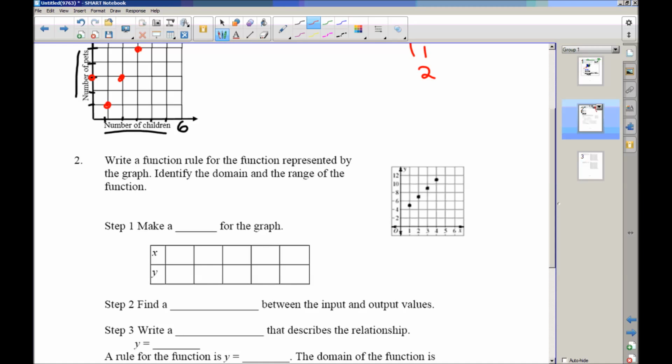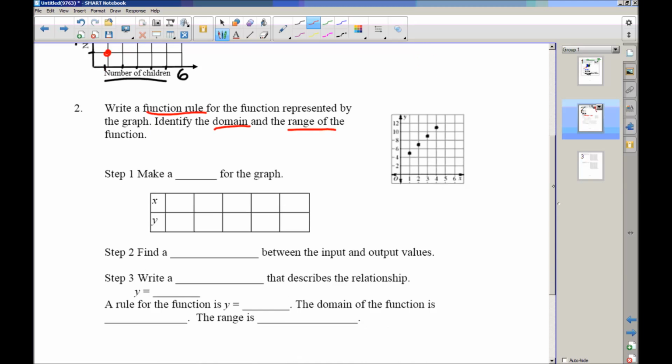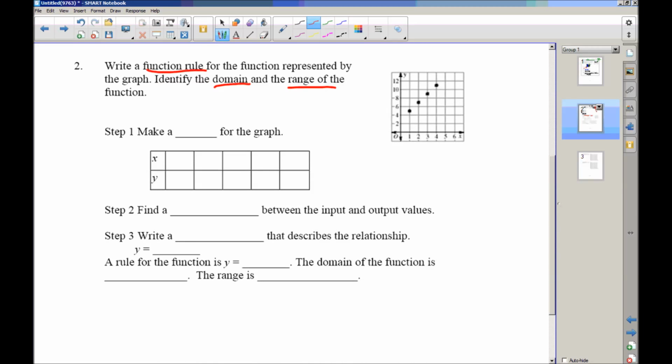All right, write a function rule for the function represented by the graph. Identify the domain and the range of the graph. So we have to write a function rule. We have to find the domain and the range. Okay. So here's our graph. We have these points. And first thing we're going to do is we're going to make a table so we can help see what the ordered pairs are better.